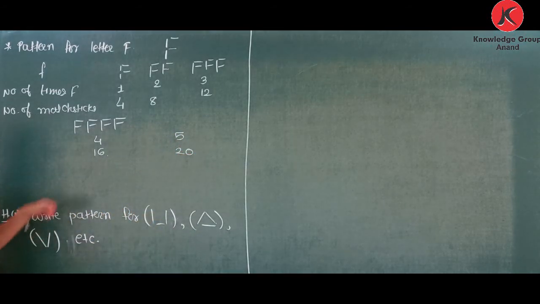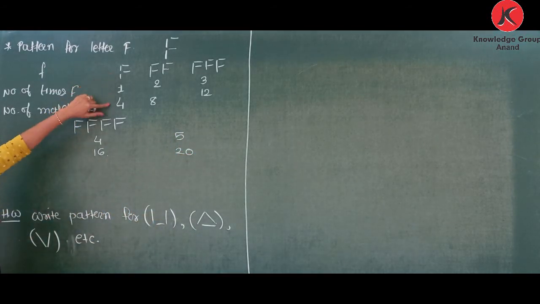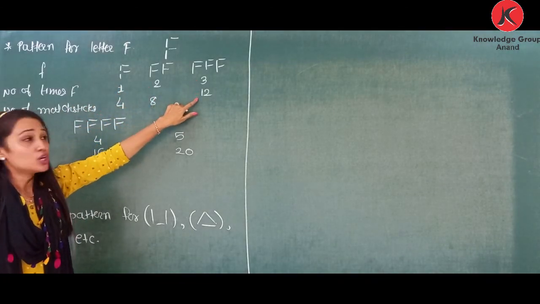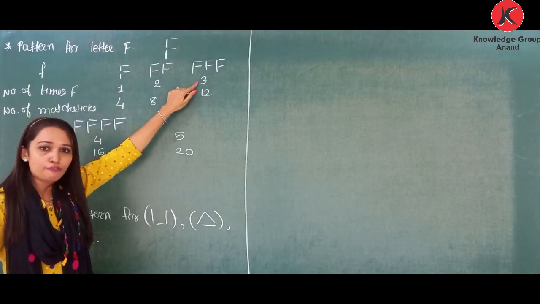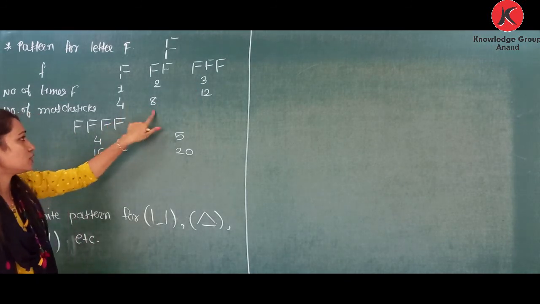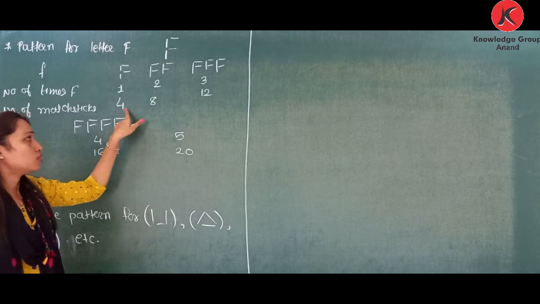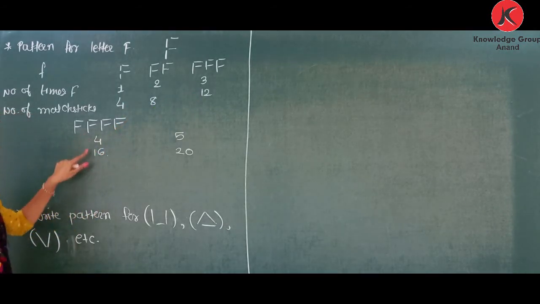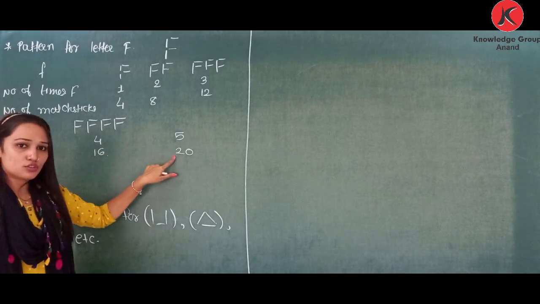Why? Because you can see for 1 time we need 4, for 2 times we need 8, for 3 times we need 12. So the number of times F is required, we need to multiply it with 4. You can see here we use the table of 4. 4 2s are 8, 3 4s are 12, 4 4s are 16, 5 4s are 20.